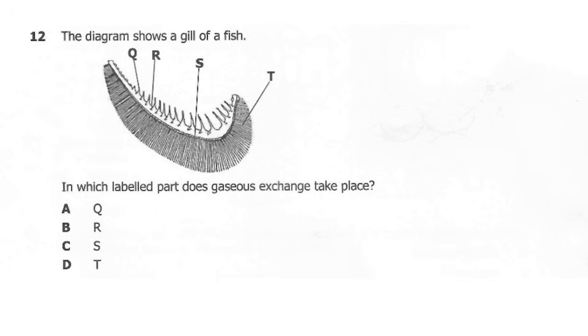Question 12. The diagram shows a gill of a fish. In which labeled part does gaseous exchange take place? A, Q. B, R. C, S. D, T. Drop your answer in the comment section.